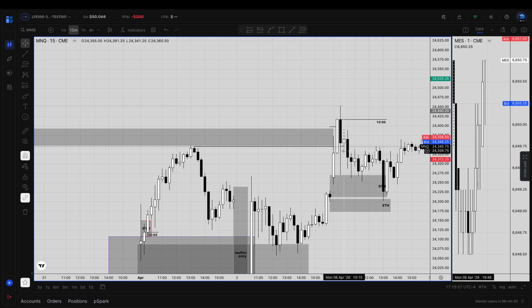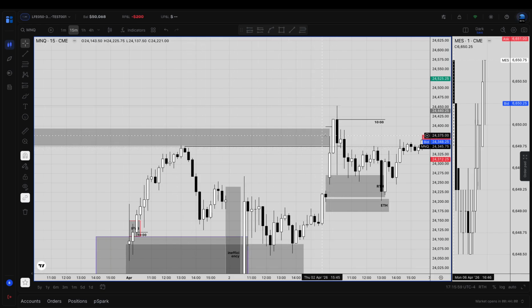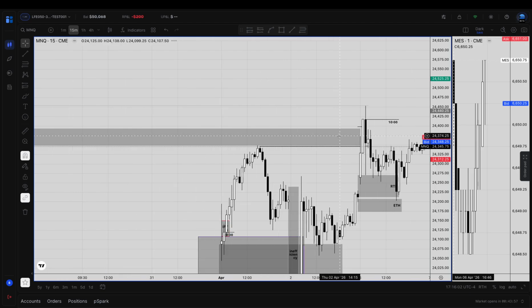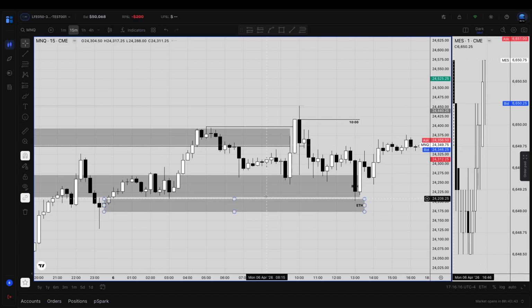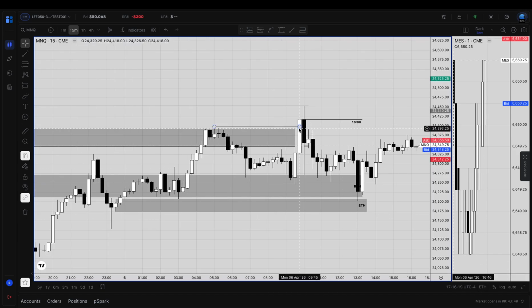So yeah, as I said, it takes this liquidity and refills this inefficiency here, so we can expect that it comes back into this internal range. All right, and what's the problem? If we want to make a sure bias for the AM Silver Bullet time, from 10 to 11 UTC-4 New York time, what's the problem?